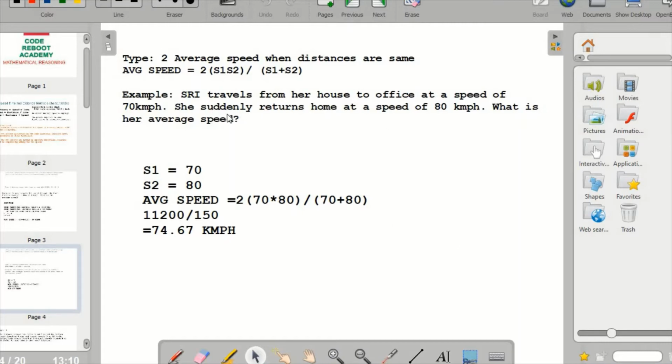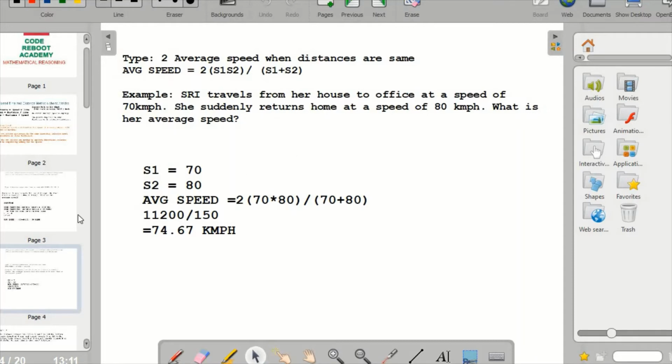Here, she travels from her house to office at a speed of 70 kilometers, and returns home at the speed of 80 kilometers. So she is traveling from house to office and office to house, so the distance she travels is same. She never changed the direction or went anywhere else. So the distance is same. We have to calculate the average speed.